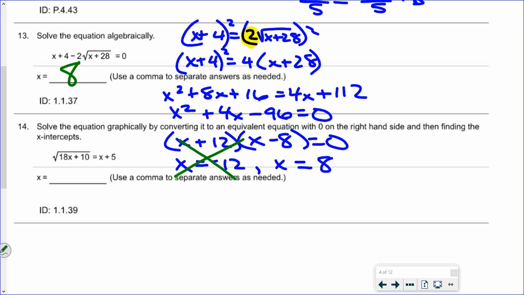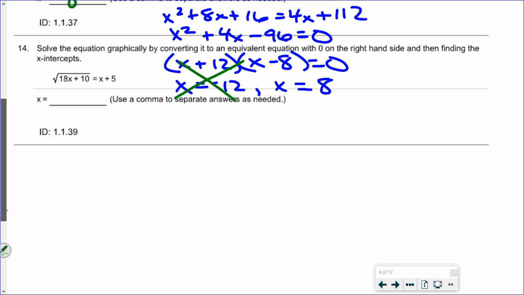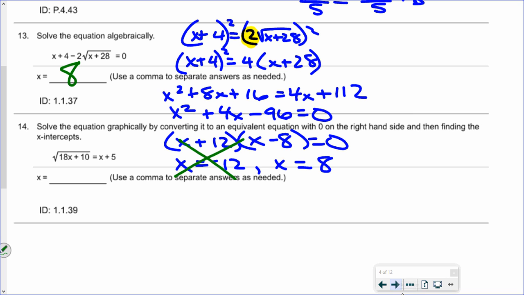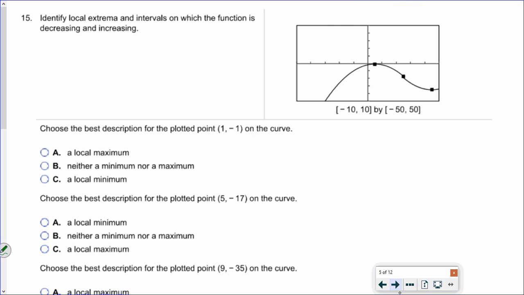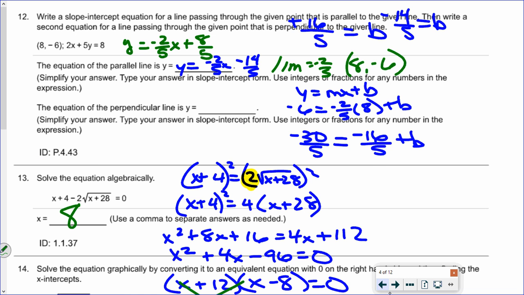Do we all understand that, yes or no? Okay? That is how you're going to do 14 as well. That brings us to the next thing, which is going to be number 15.